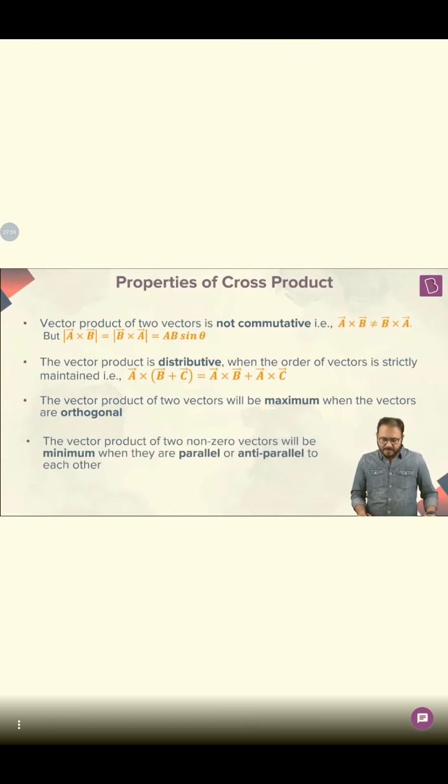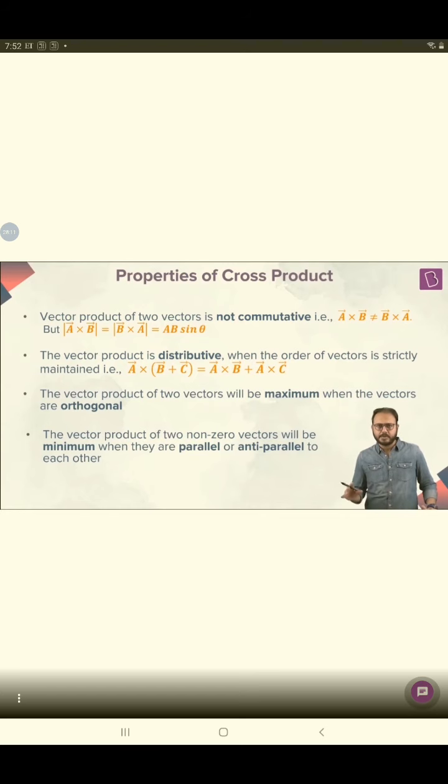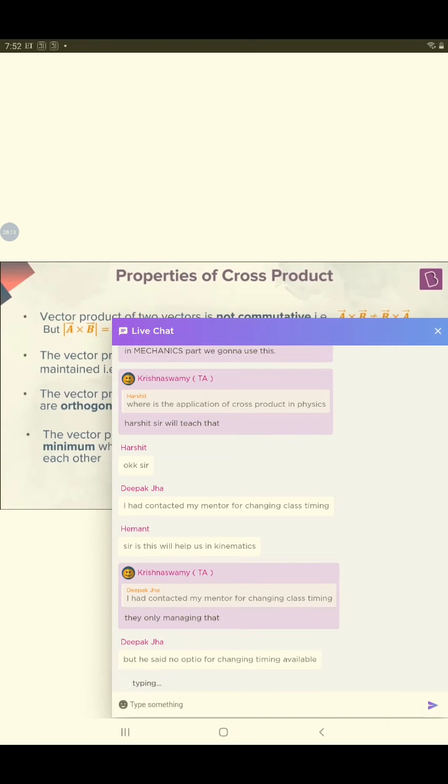And its minimum magnitude when they are parallel or anti-parallel. I am not taking sine theta as minus 1 out here because it's n cap. But sine theta is minus 1 anyways in an obtuse range. So from 0 to 180, why is that?